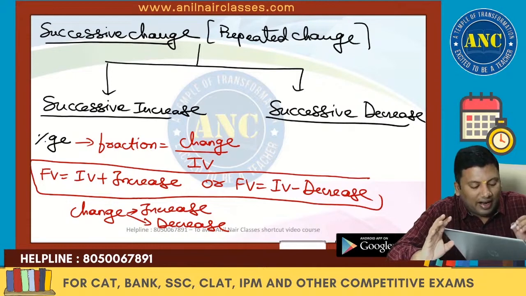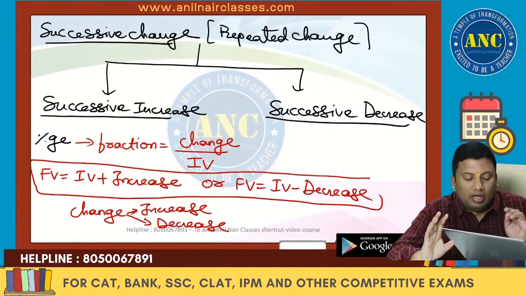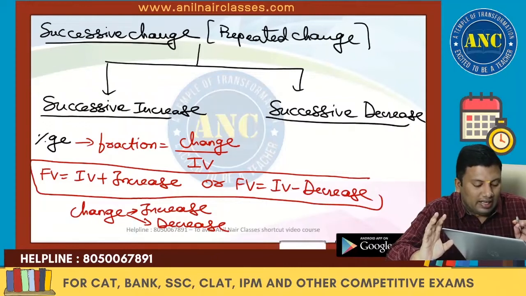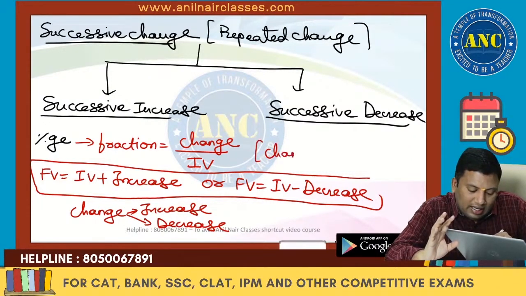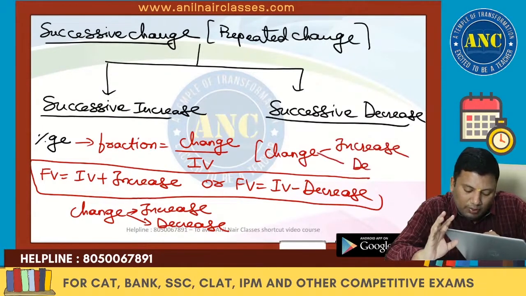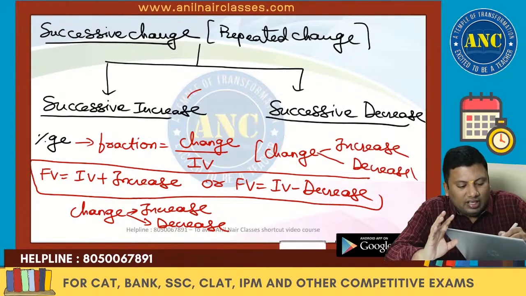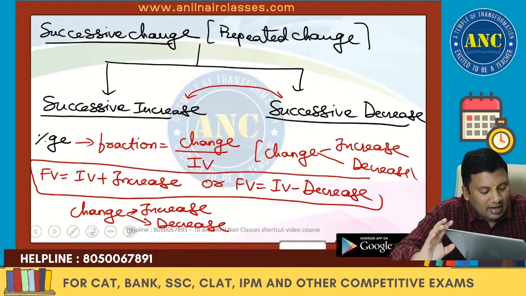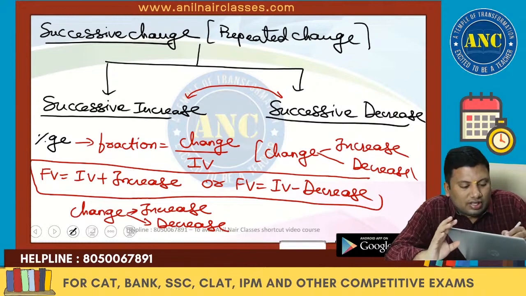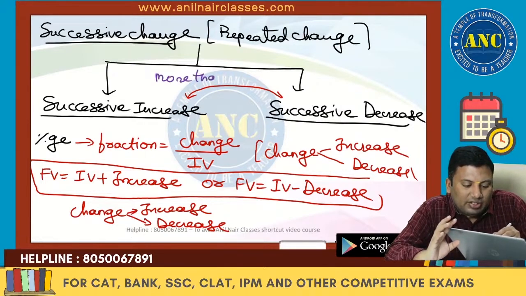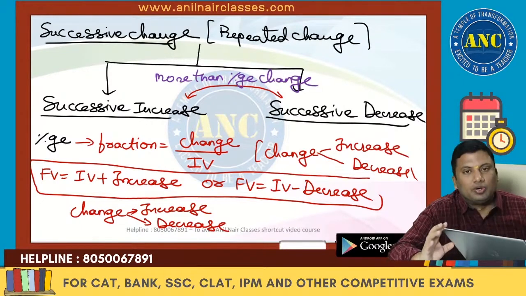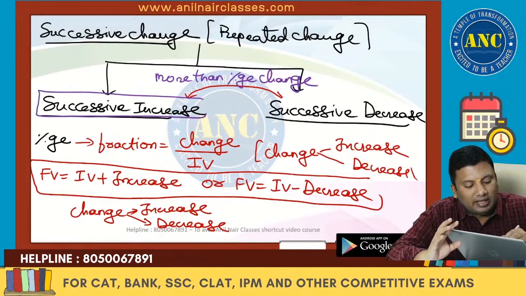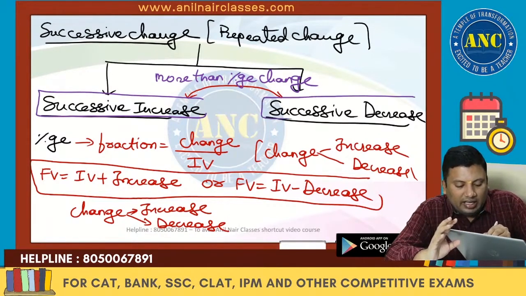If only one fraction is given, simply the fraction could be an increase in value or it could be a decrease in value. That will be clearly stated in the question. These successive increase or successive decrease, this idea is used when there is more than one percentage change. Successive increase means repeated change in values, repeated decrease in values.